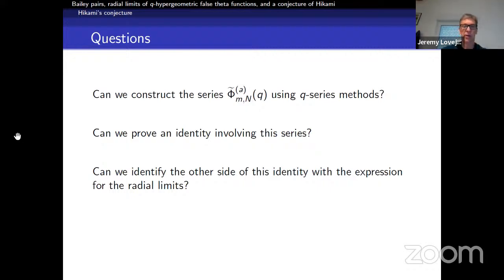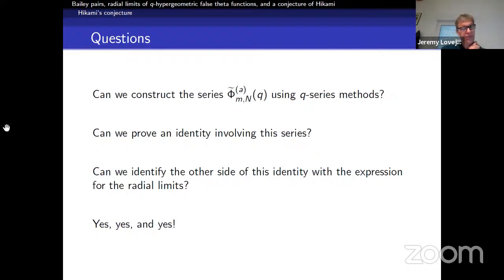Okay, so maybe this would work. Maybe we can just construct this series, prove an identity. Once we can construct this q-series, we have q-series methods. We can prove an identity or lots of identities. And maybe one of these identities gives us this expression for the radial limits on the other side. And so the answer is yes, yes, and yes.